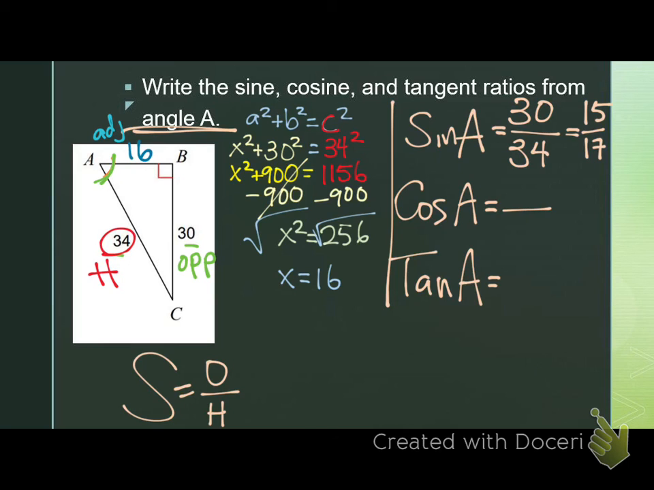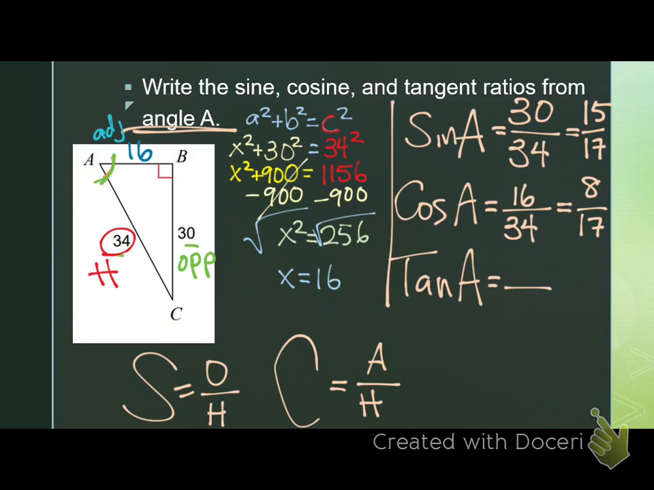Cosine. Adjacent over hypotenuse is what I'm looking for. The adjacent is 16, over 34. They're both even, so they're both at least divisible by 2. 16 over 34 reduces to 8 over 17. 8 over 17 is correct.